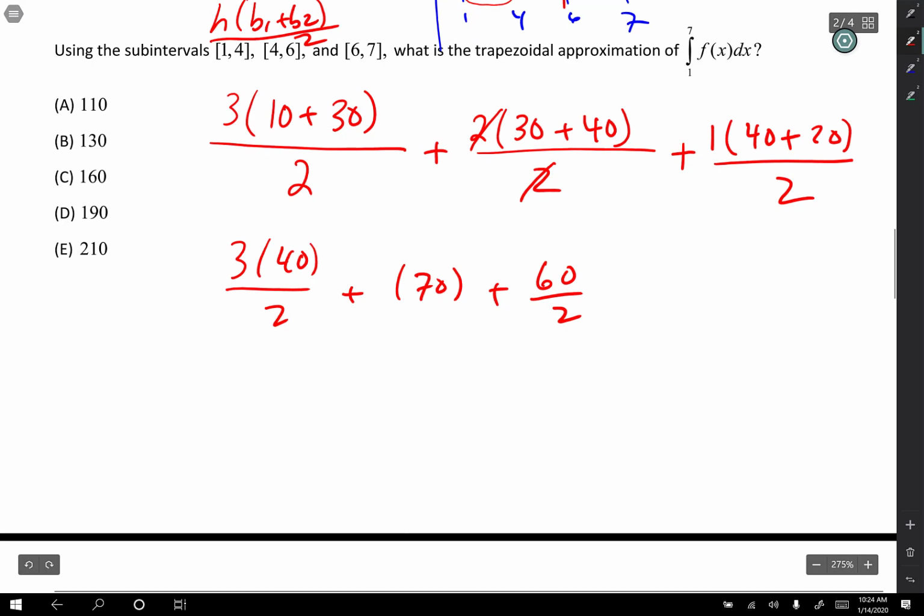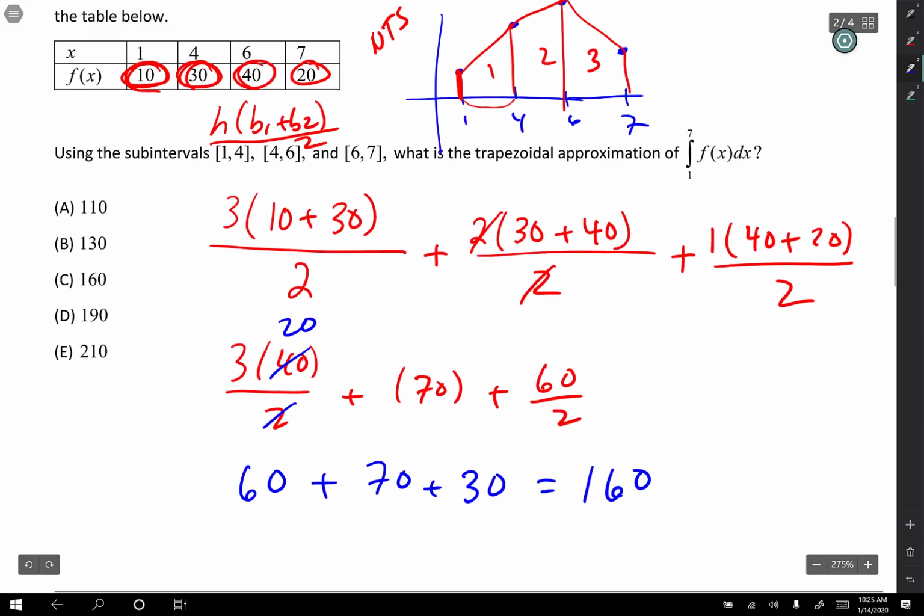So let's see if we can do this really quick. 2 goes into 40 20 times. 20 times 3 is 60. 60 plus 70 plus 60 divided by 2 is 30. So let's see, 70 and 30 is 100 plus 60 is 160. So the area, the approximate area is?